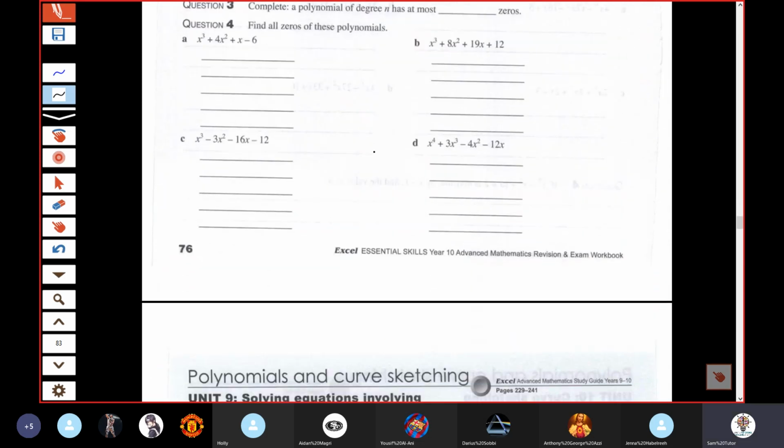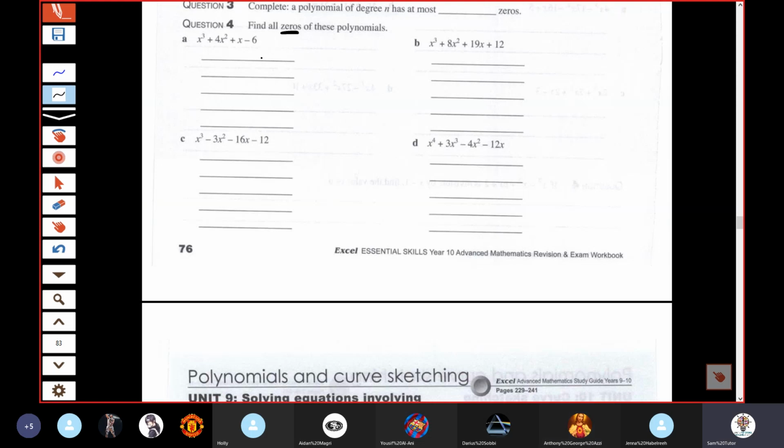All right, Anthony, what do you reckon? It says find all zeros of these polynomials. What's going to be your technique? What's step 1? Look at it. What's going to be step 1? Anyone? You need to find the factor. Right, which means what's step 1?